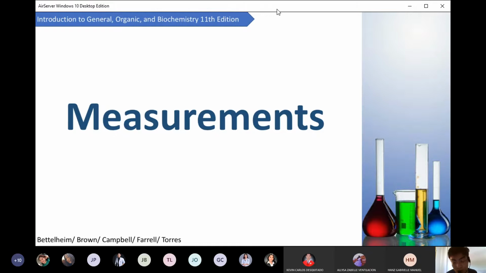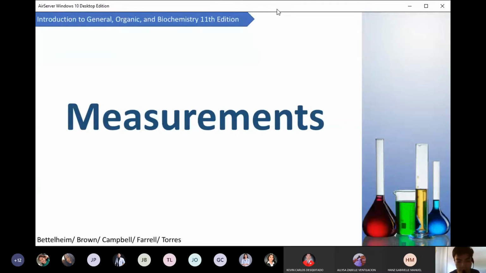Instead, we can quantify them by measuring them using indirect methods, such as using your weighing scale and so forth. So the main reason why we have to understand measurements is that chemistry requires this in order for us to quantify matter.